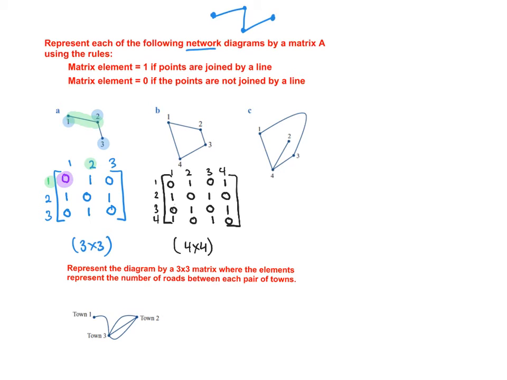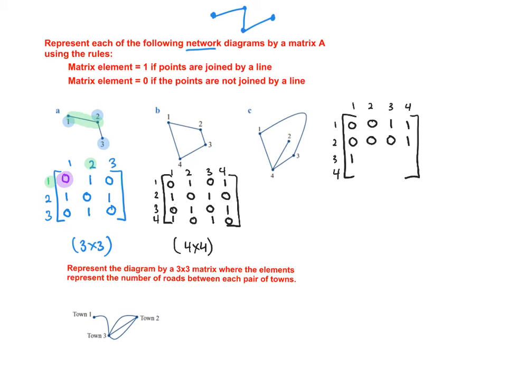What's this one going to be, a 4 by 4 too? Yep. So we'll draw it out again: 1, 2, 3, 4 and 1, 2, 3, 4. So 1 and 1 is 0. 1 and 2 is 0. 1 and 3 is 1. And 1 and 4 is 1. 2 and 1 is 0. 2 and 2 is 0. 2 and 3 is 0. And 2 and 4 is 1.